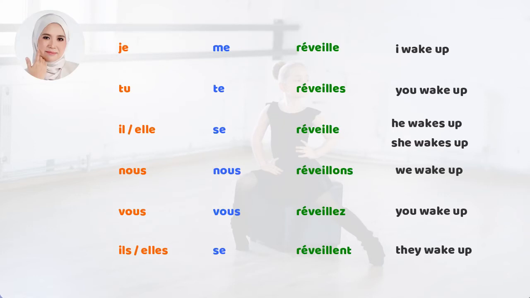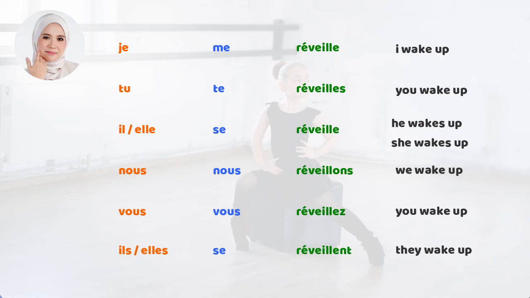Now in this section, we have the verb pronominal se réveiller, constructed in the present tense. So you have je me réveille, I wake up. Tu te réveilles, you wake up. Il, elle se réveille, he, she wakes up. Nous nous réveillons, we wake up. Vous vous réveillez, you wake up. Ils, elles se réveillent, they wake up.